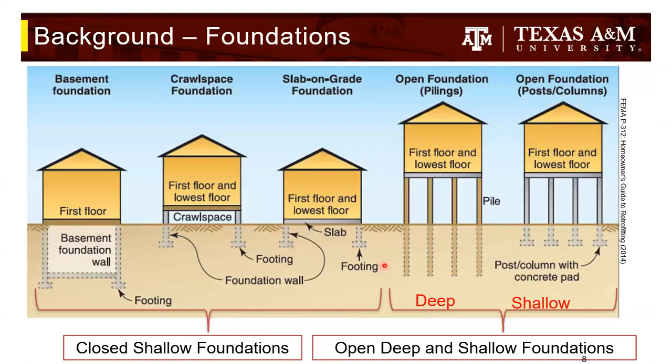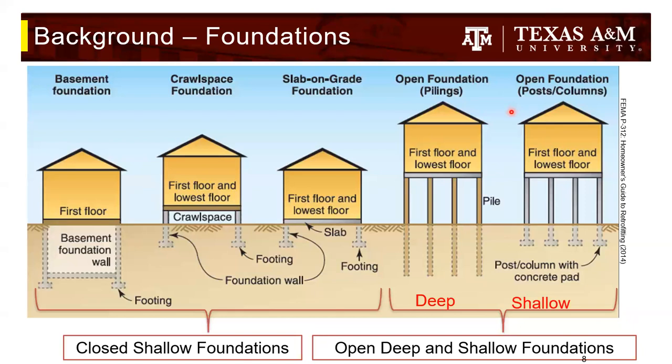The other kind of arrangement is the open foundation system, which is essentially structures which are built on piles or posts or columns. This is another type of coastal foundation system that is traditionally found everywhere, and that can be classified as either deep or shallow, depending upon the depth of the pile or the depth of the column. So these are typically the types of foundations that are found near the coast, and our focus is mostly on this slab on grade type of foundation system.